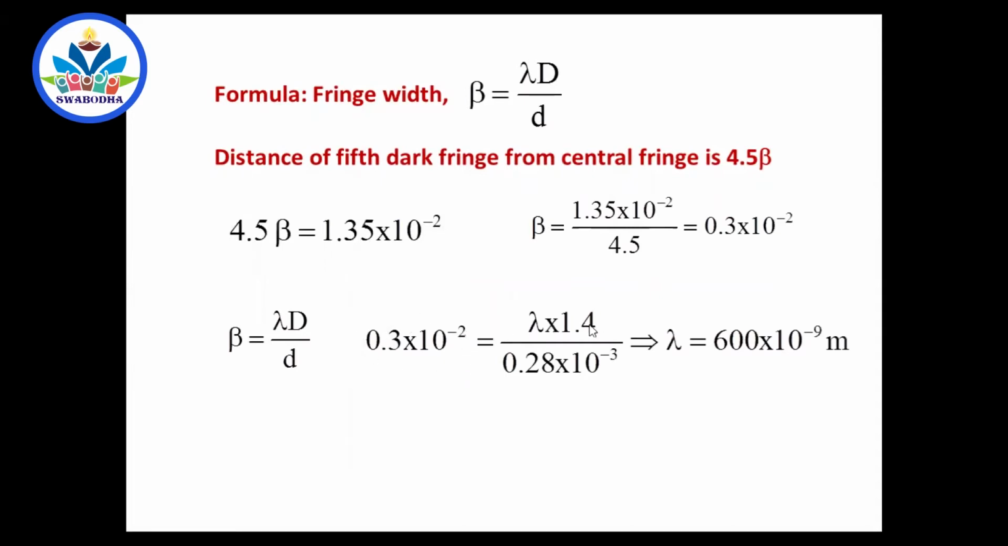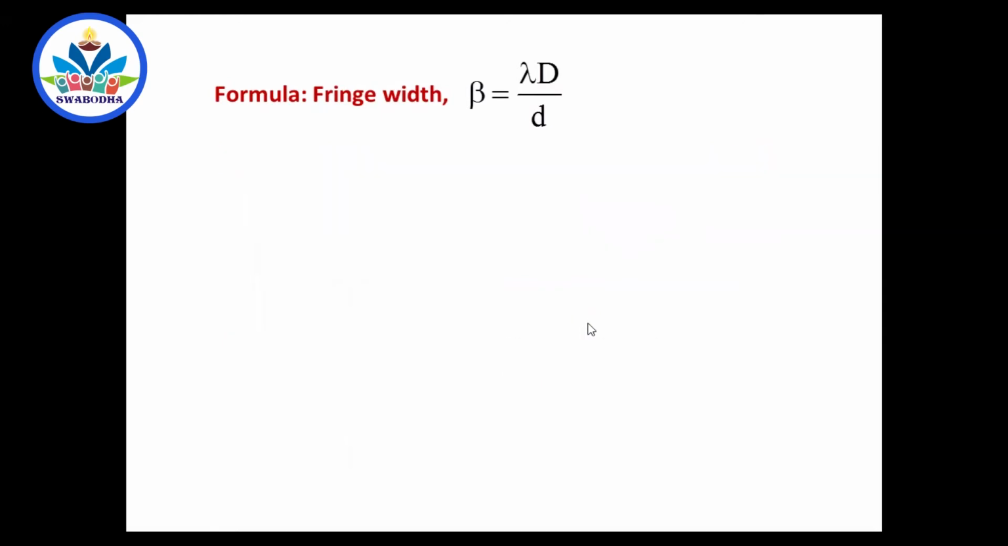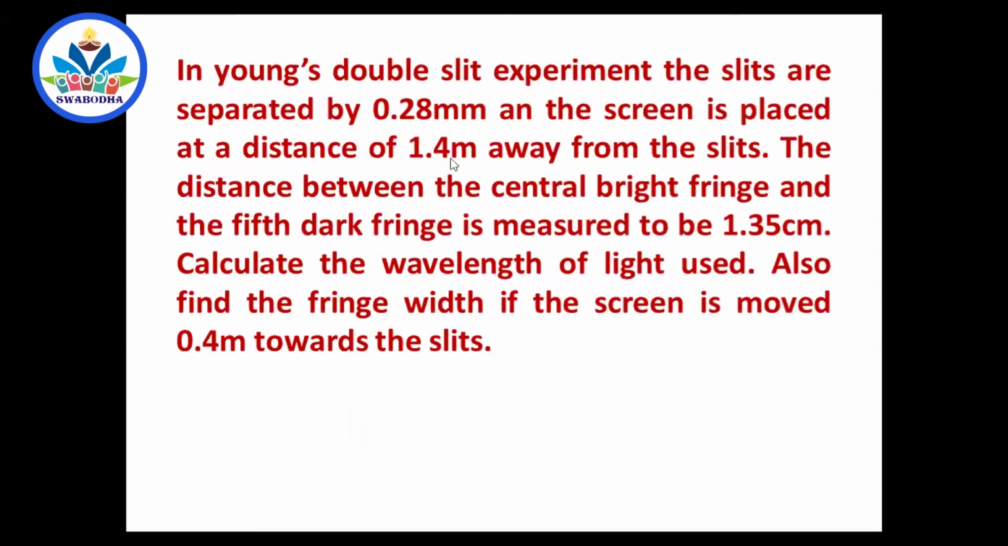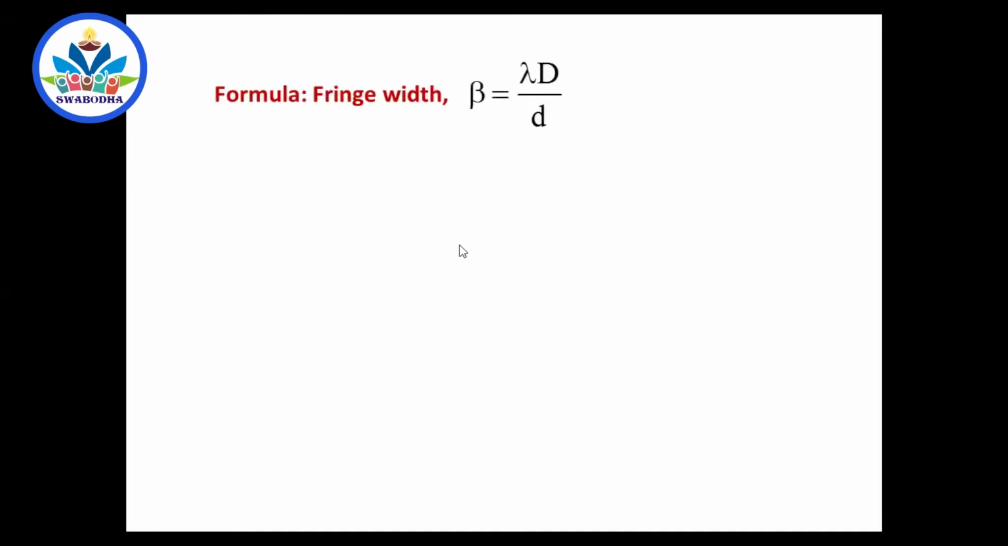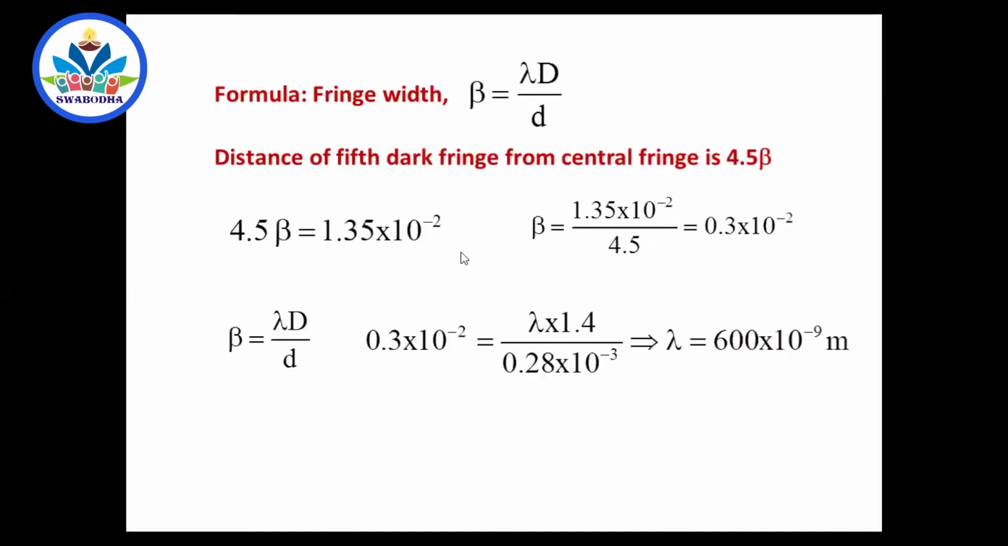Capital D is 1.4 meter away, right? And 0.28 millimeter is the distance between the sources. So 1.4 meter divided by 0.28 millimeter. Rearrange this, bring this 0.28 here, divide this by 1.4. It is 600 nanometer lambda. That is the wavelength. Because 2 times 14, 2 times 28, now this is 0.2 times 3, 0.06, and the rest of the things give 600 nanometer.